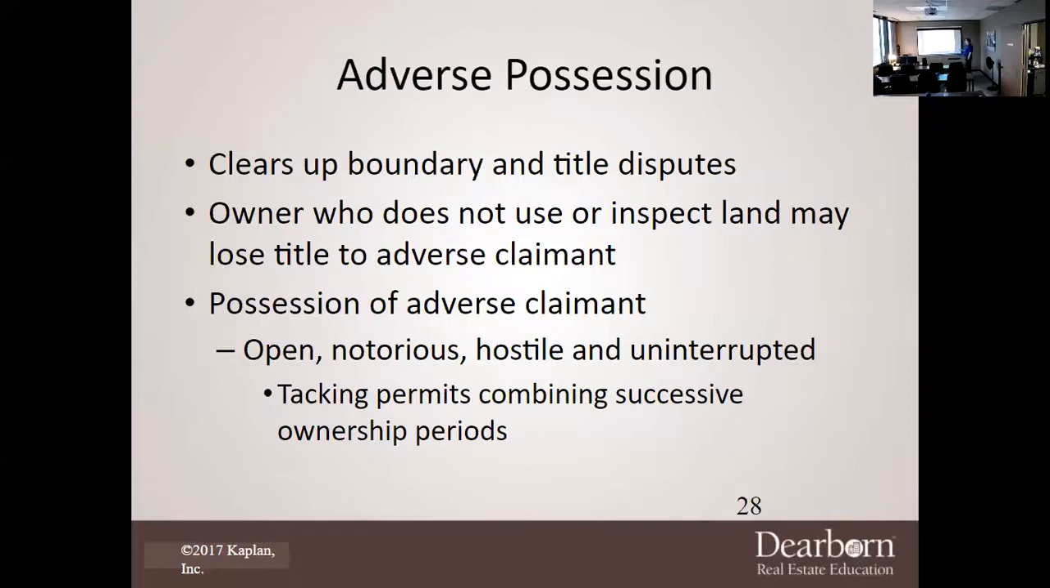So again, adverse possession clears up boundary and title disputes. An owner who does not use or inspect land may lose title to adverse possession. And the possession of the adverse claimant must be, like we said, open, notorious, hostile, and uninterrupted. That's where that guy's going to have to be very key, is that he's got to make certain it's not interrupted, because if it's interrupted, it can screw up what he's trying to do. If you notice, that's why he's got all the stuff in the house. He's trying to keep hold, got the no trespassing. Okay.